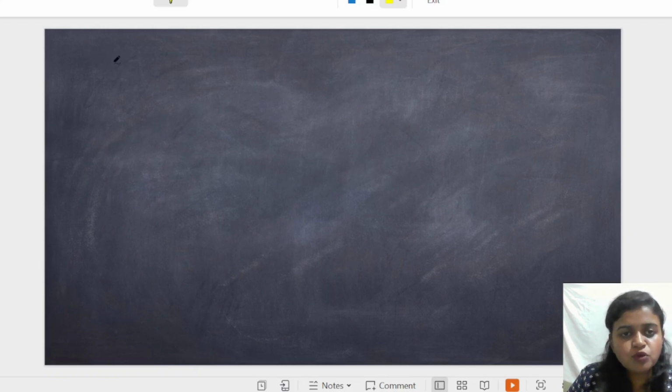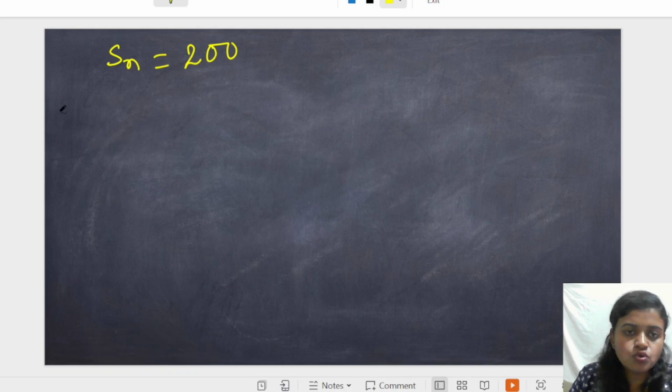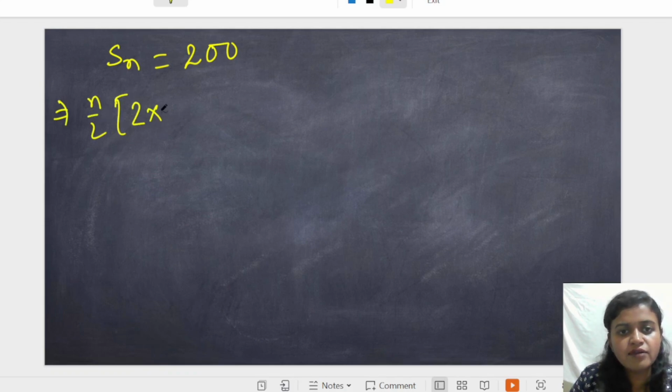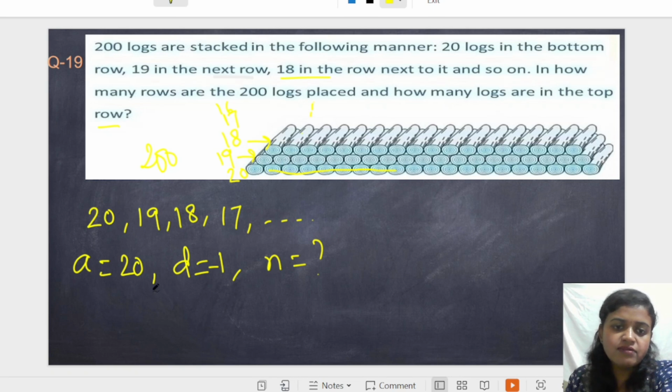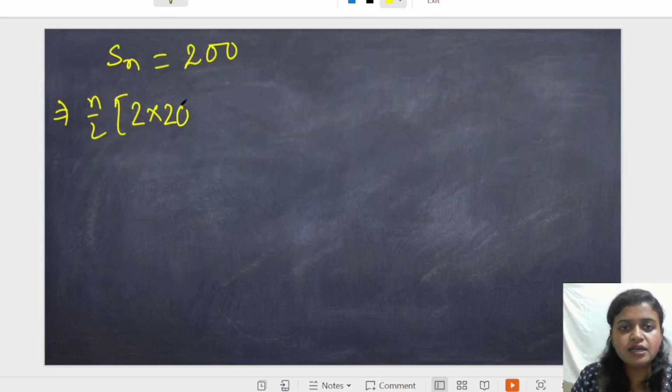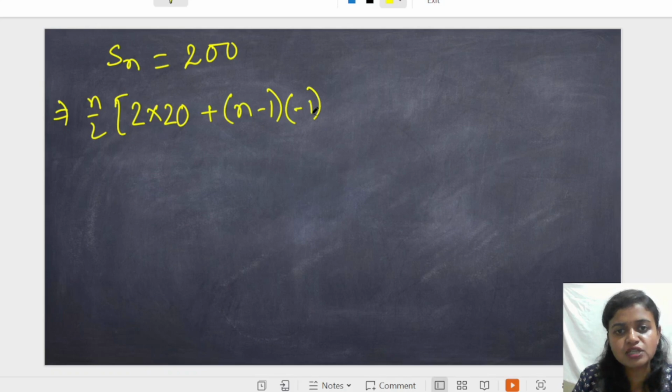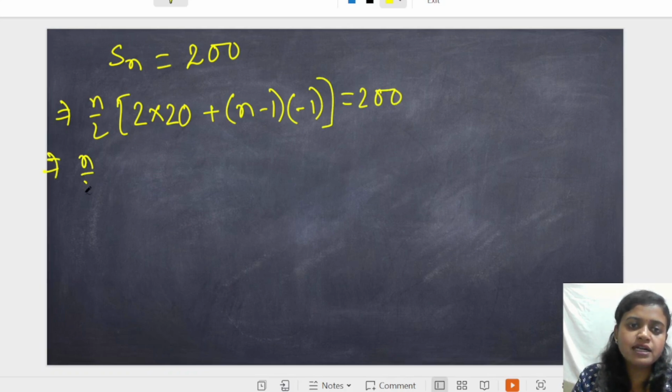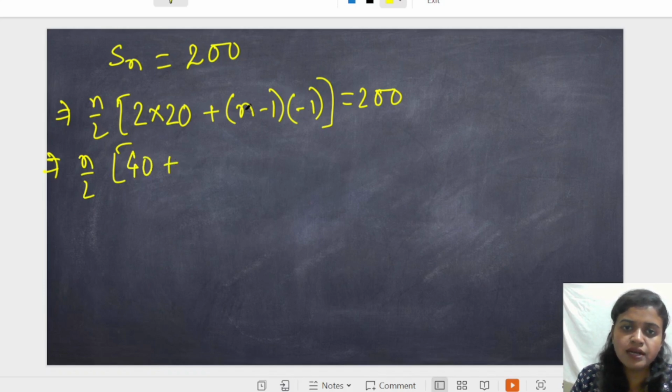So you have to find Sn. Sn equals 200 is given. So n by 2 into 2a, where the value of a is 20, plus (n minus 1) into d, where d is minus 1, equals 200. So n by 2 into (40 plus n into minus 1, minus n, plus 1) equals 200.